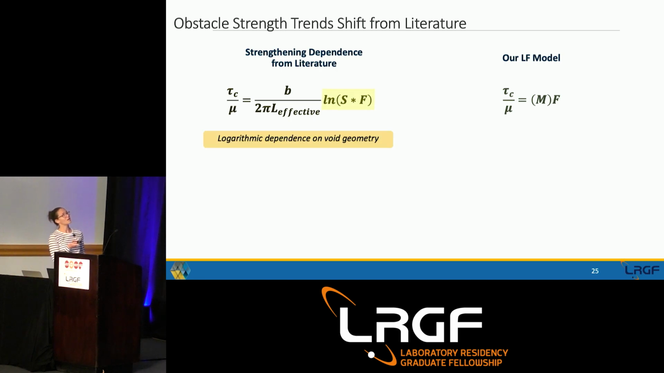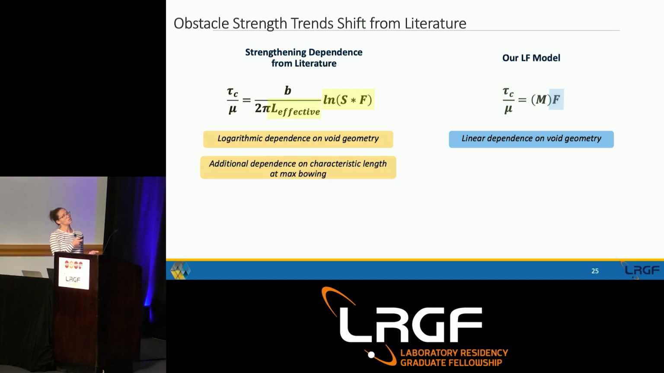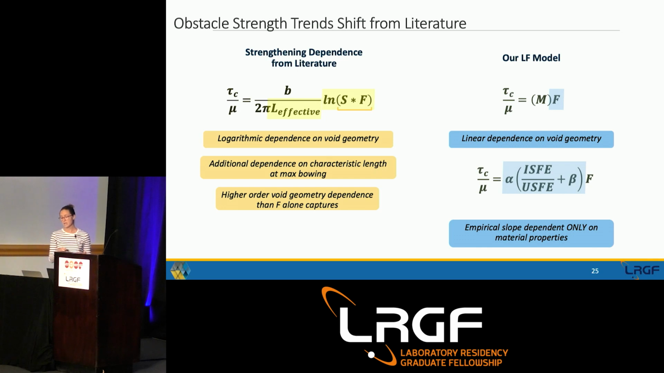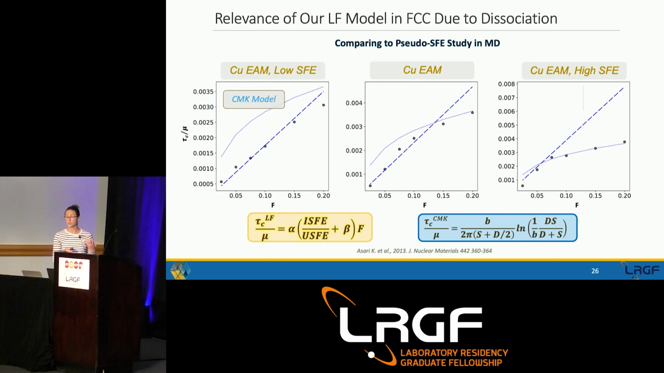Comparing back to the literature, we go from a logarithmic to a linear dependence on void geometry. We don't have this additional dependence on characteristic length, and we don't have this higher order dependence on void size and spacing. We also, when we look at our scaling factor, have this empirical slope dependent only on material properties, and material properties that are easily found for new materials.